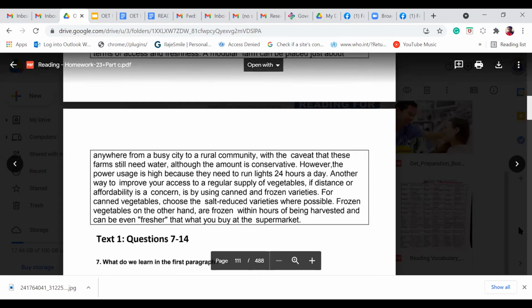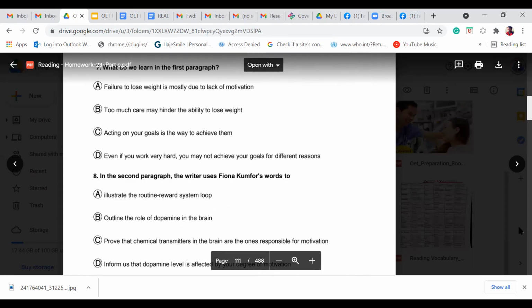I hope that is clear. If you agree with me that option A is the answer for question 8, please say A in the chat box or in the comment section. If you disagree, tell me your answer.